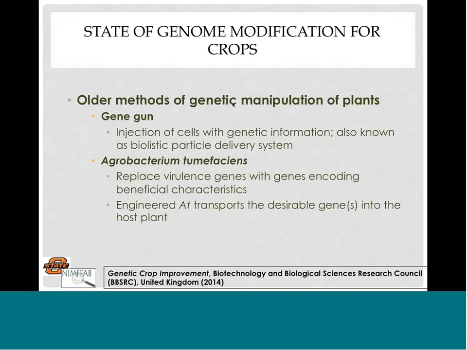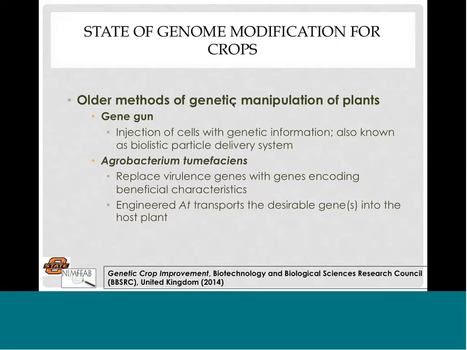Up until recently, the older methods of genetic manipulation of plants were the only ones available. We could introduce genes into plants using biolistics, a physical means of really bombarding plant cells with particles containing DNA on the surface. Or we can actually use a bacterium like Agrobacterium tumefaciens. I mentioned it earlier.